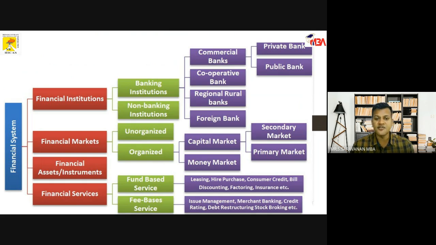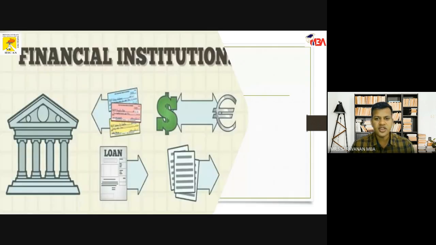Then we have various financial instruments. Apart from that, we have financial services also. Financial services can be divided into two: fund based and fees based. Among the fund based services provided are leasing, hire purchase, consumer credit, discounting, and factoring. In fees based, we have merchant banking, investment banking, credit rating, debt restructuring, and brokering, etc.